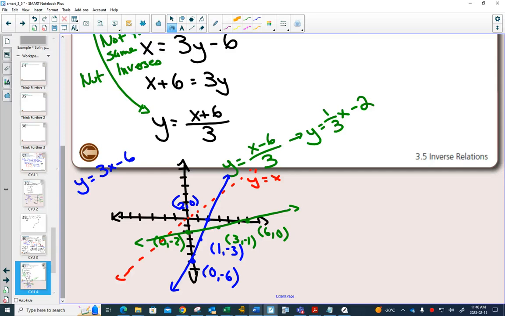Graphically, I can also see that they're not inverses because if I take 0, negative 6 and I switch the coordinates, I should have a point right there if I had the inverse, but I do not. Same thing on the green graph. I have 6 comma 0. But I do not have 0 comma 6. If these were inverses, then the coordinates should have gotten switched and they would match up perfectly. But we can see graphically that they do not.